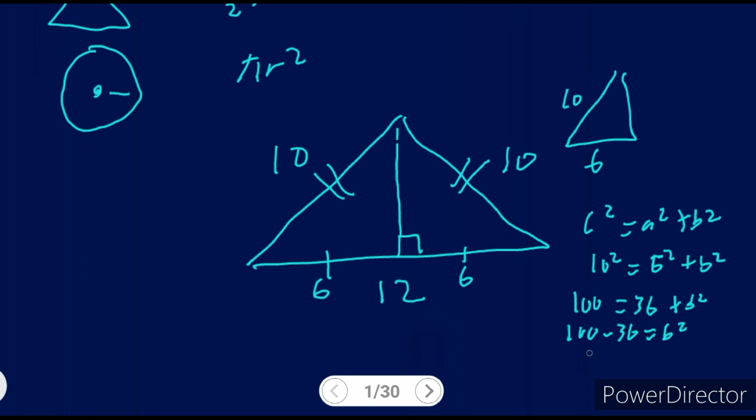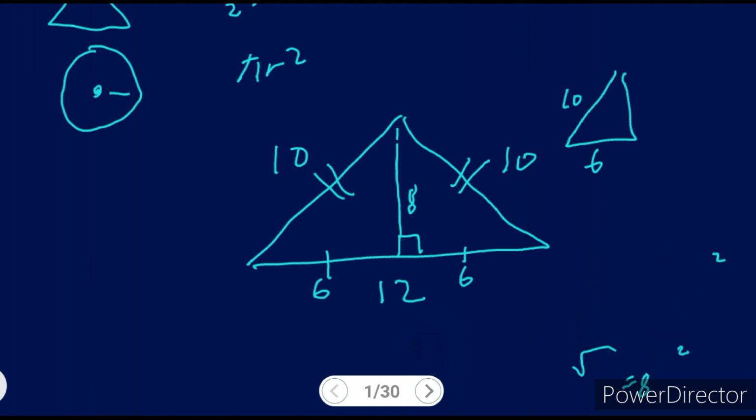And then from here, it's going to be 64 equals b squared. And then from here, when we square root both sides, it means that b is equal to 8. So we found the perpendicular height. So the perpendicular height is 8.